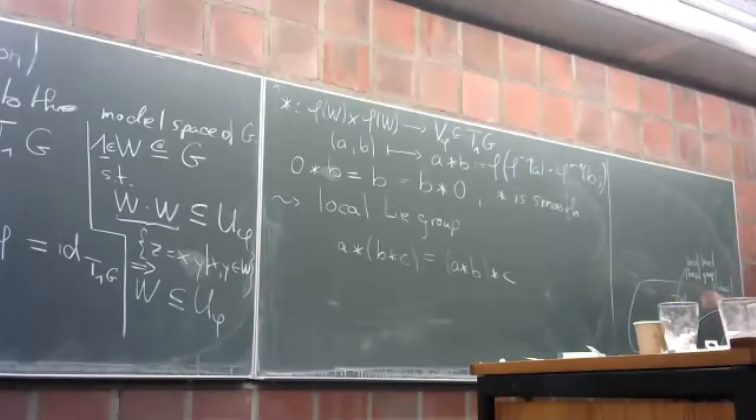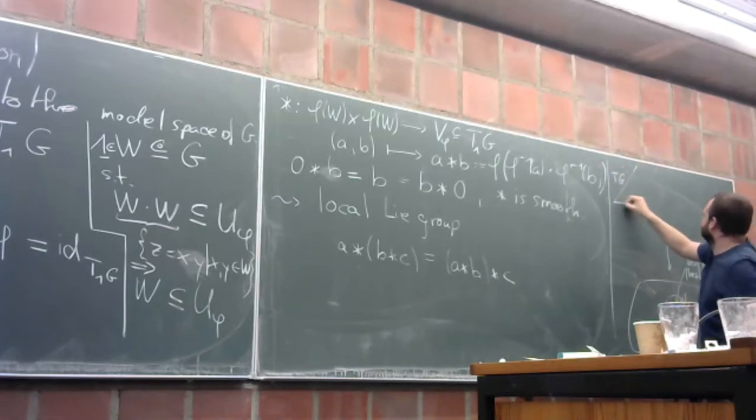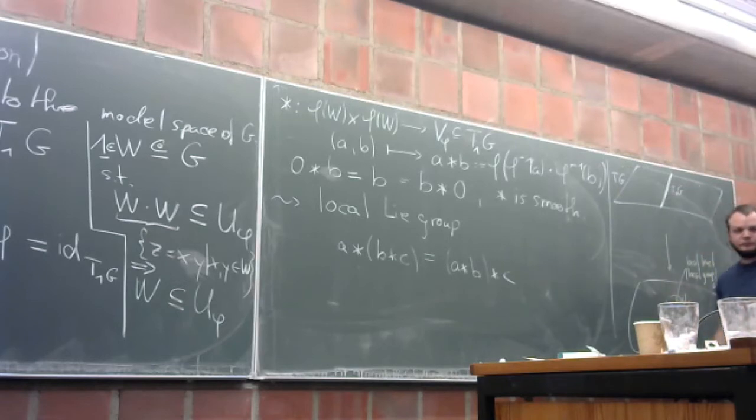Okay, and then finally, I have to draw a bundle here. Upstairs we have the TG bundle, where G is a Lie group. One of the fibers of this bundle, the fiber at the identity, is the infinitesimal level. So those are the three levels of Lie theory.